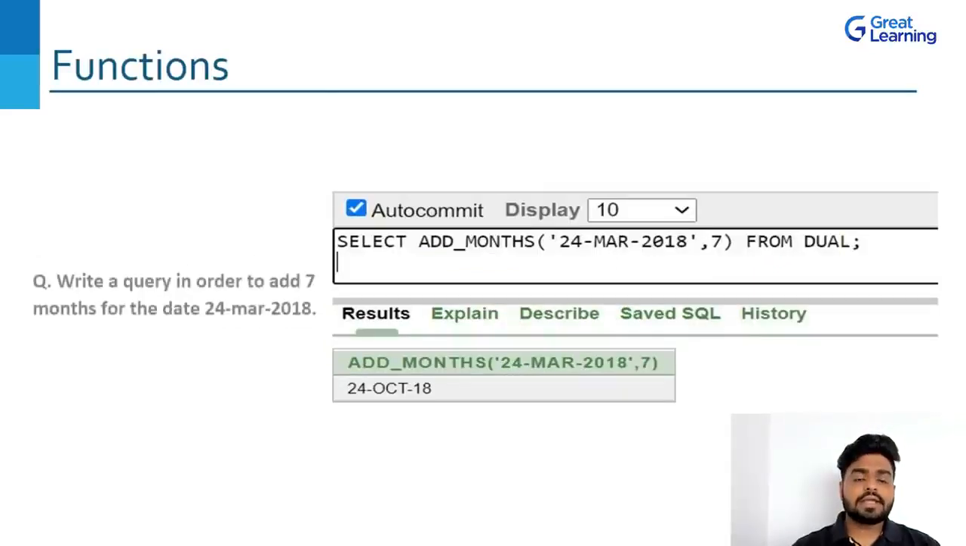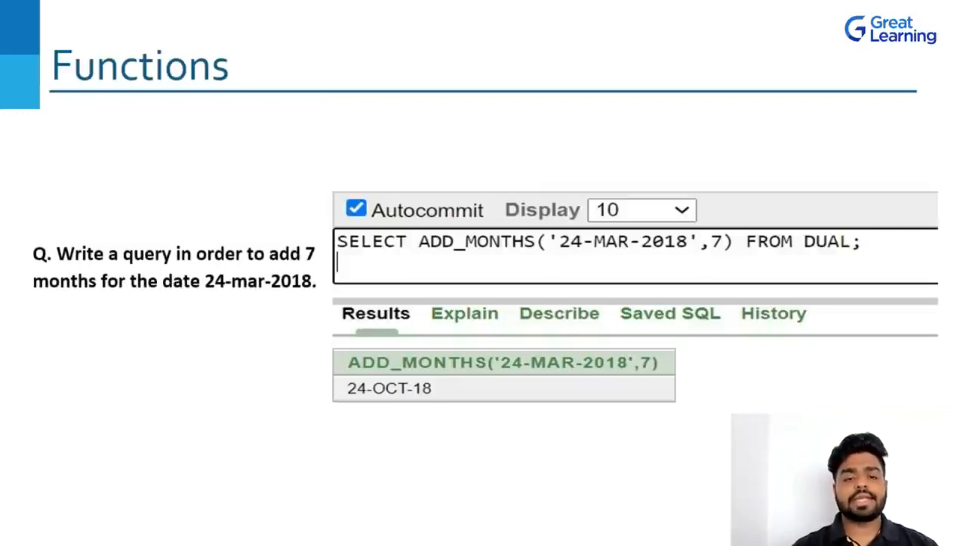In the same manner, if you want to add some months to a date, so if you want to add 7 months for the date 24th March, you will write like this, add months method, 24th March 2018, I want to add 7 months to it, it will become 24th October 2018, right?